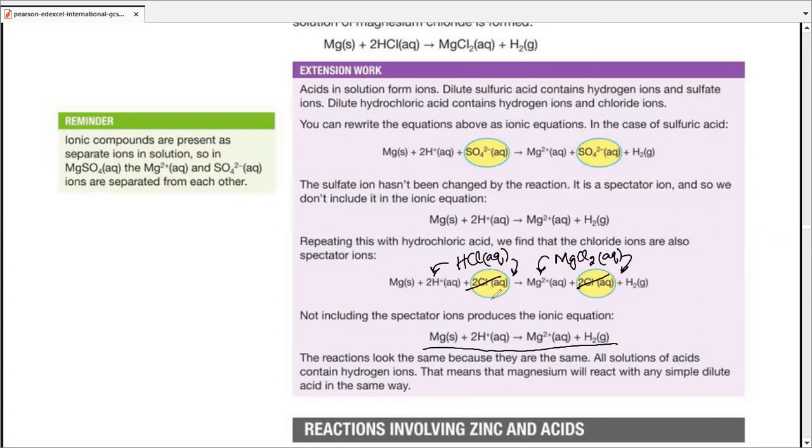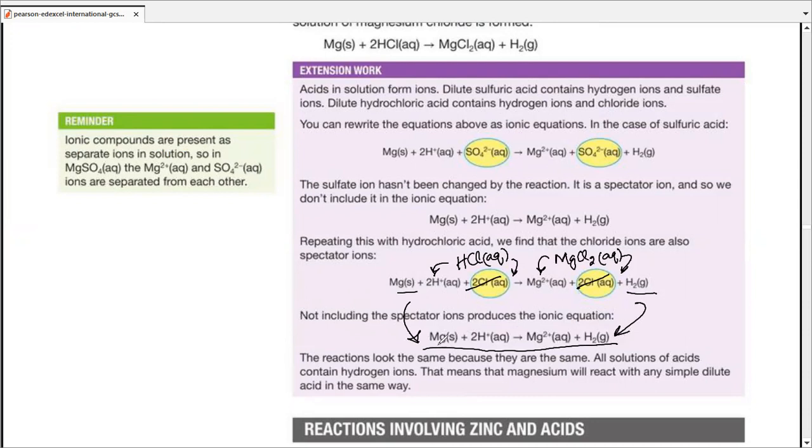Remember, only the solutions are separated into ions. If there is a solid, it would remain as is. If there's a gas or a liquid, it would remain as is. So this becomes the Ionic equation. Simply speaking, spectator ions were chloride ions because they had no participation in the reaction whatsoever. Writing an Ionic equation gives us a pretty good idea.